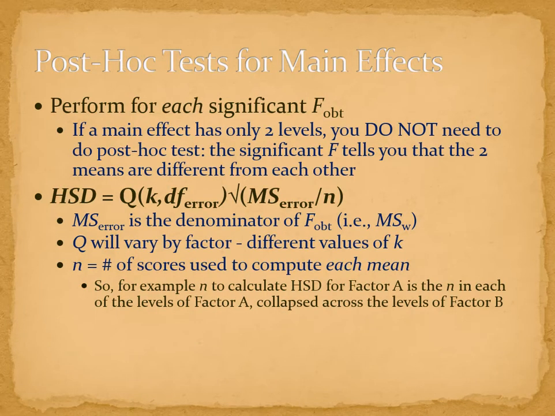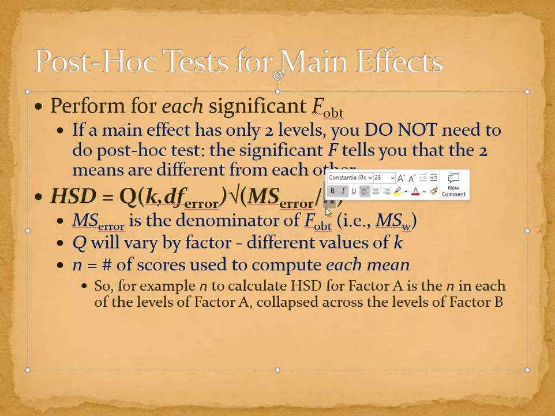Post hocs, as we just talked about, only need to be run if you have more than 2 groups. So mean squared error is the denominator. So we do the Q. And then remember, this doesn't mean multiply anything. Absolutely not. This is just telling you how to look it up. And then we do mean squared error. And then n is the n for that cell. So it will change depending on whether you're doing an interaction or which factor, because there could be different numbers of groups and different cell sizes.